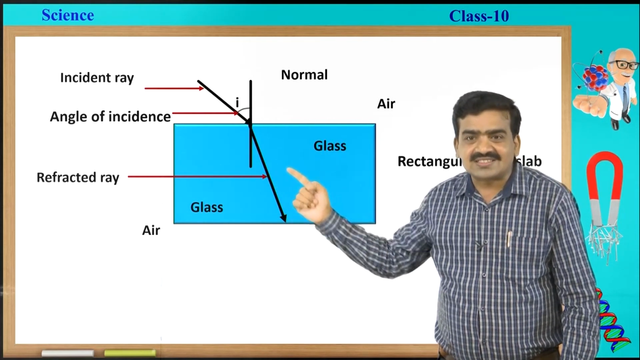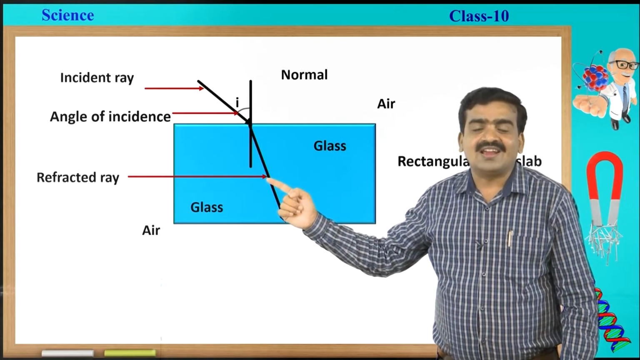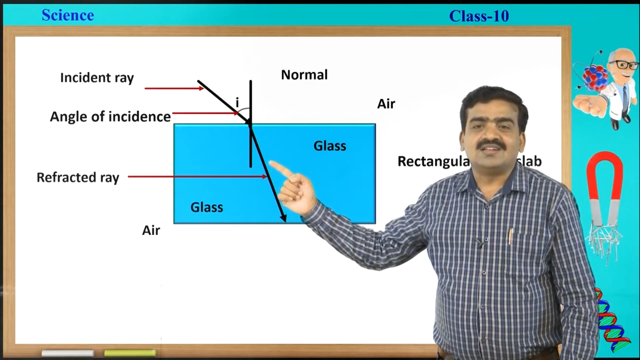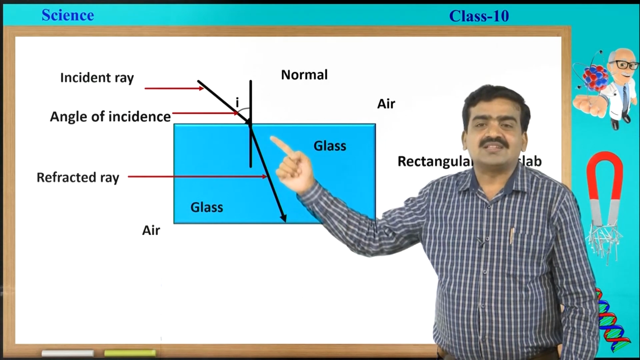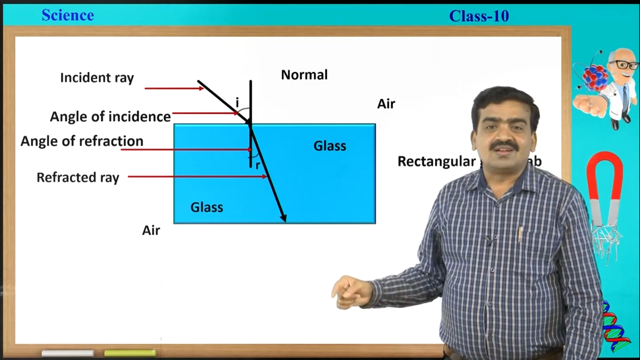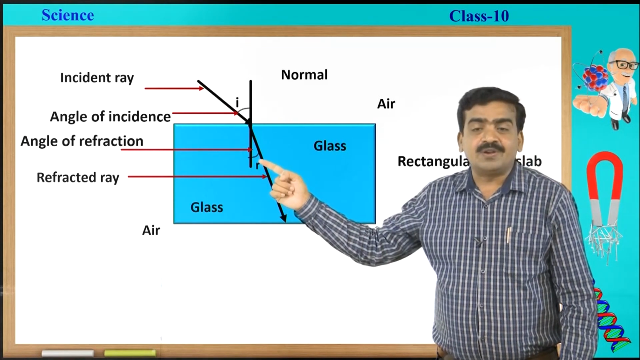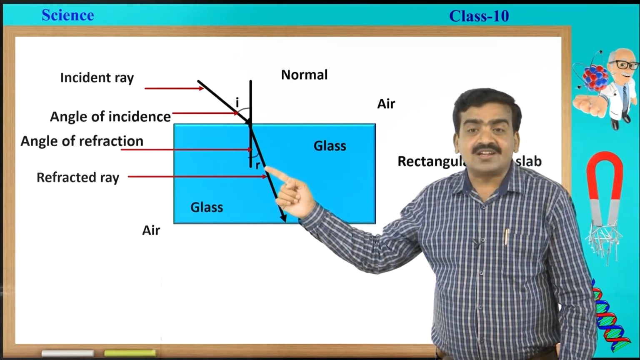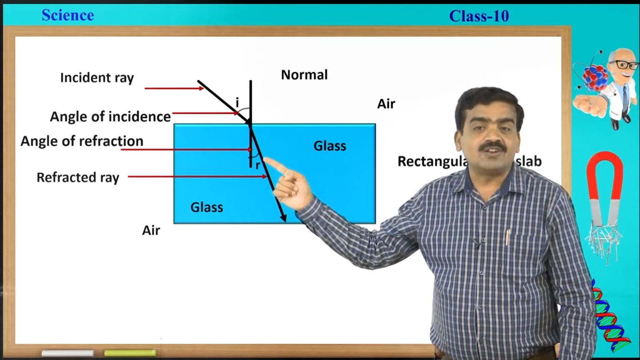Then, after getting into the glass slab, it is going to be refracted. So this ray is called the refracted ray, because it is going to be bent as it is traveling from one medium to another medium. Here the angle between the normal and the refracted ray is called the angle of refraction.